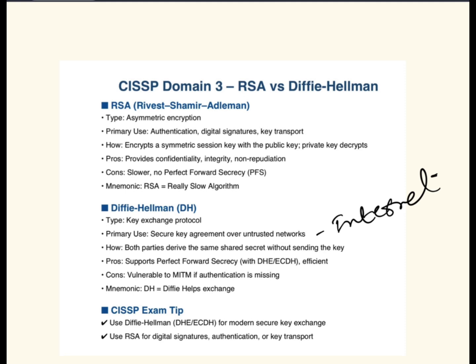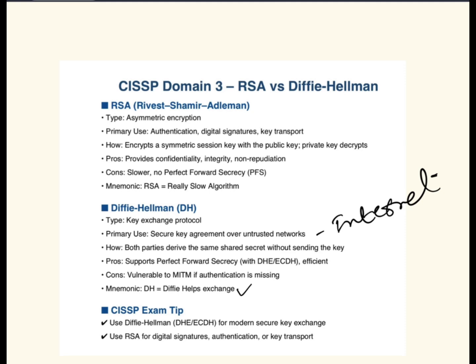So, pros: it supports perfect forward secrecy. It's efficient, but it's vulnerable to man-in-the-middle attack. So authentication is missing sometimes. Because if authentication is missing, it could be vulnerable to MITM. So mnemonic: Diffie-Hellman helps exchange. When you see in a question they talk about secure key exchange, that would be the best option.